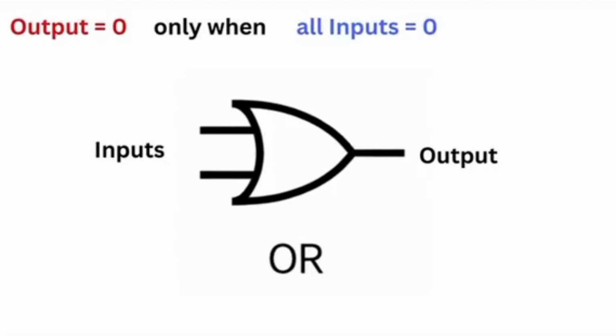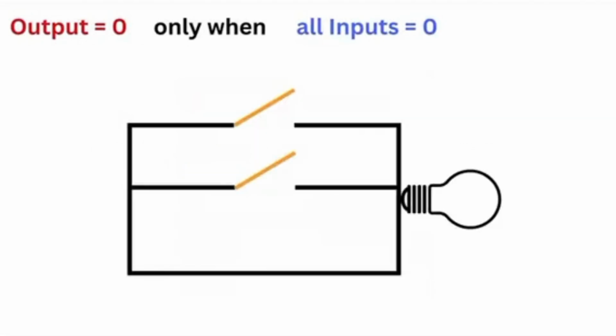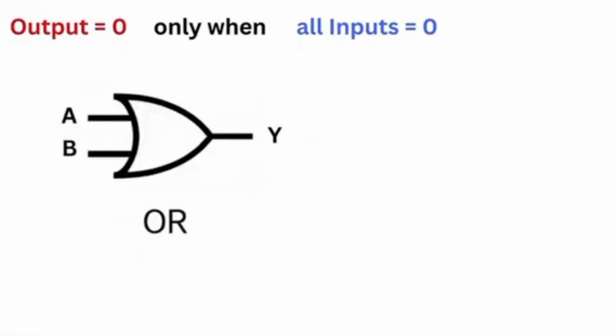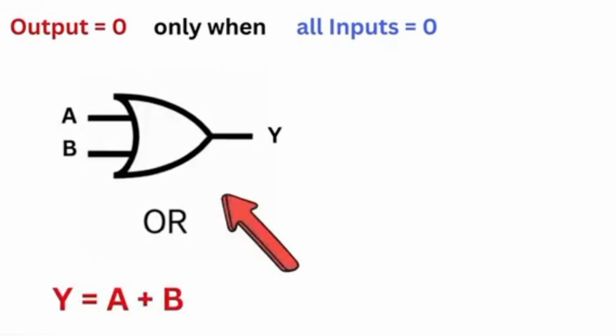Let us take a real-life example. Imagine 2 switches connected in parallel to a bulb. That means if any one switch is on, current can flow, and the bulb will glow. Only when both switches are off, the bulb will not glow. The formula for a 2-input OR gate is output Y equals A plus B, and this is the circuit diagram.